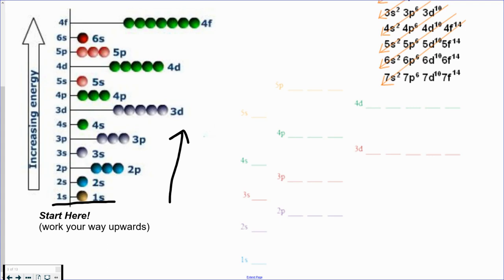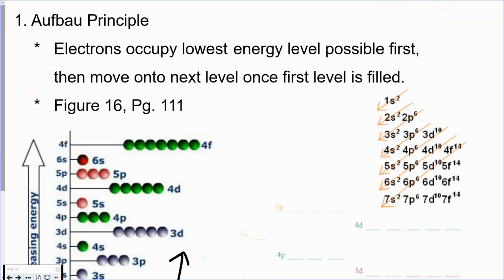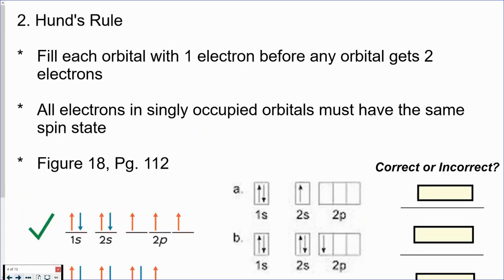All of these show you the same thing. This one shows it on the opposite, with the diagonal. It tells you which one you fill and then where you go to next. But Aufbau told us that you fill the lowest energy before moving on.